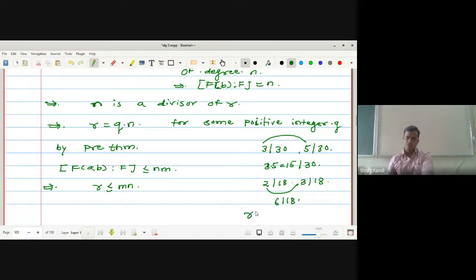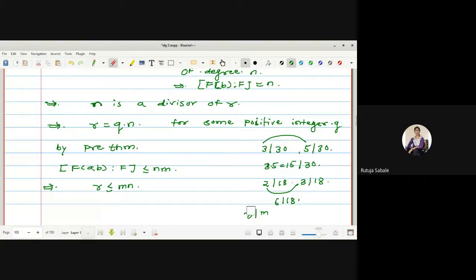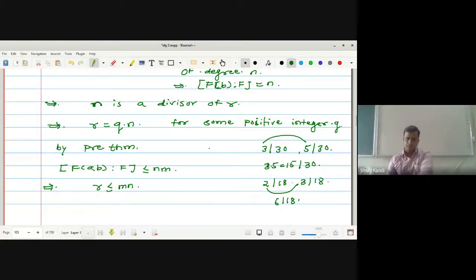Here, m divides r, n divides r, and m and n are relatively prime. Hence mn also divides r. If mn divides r, then mn is always less than or equal to r.